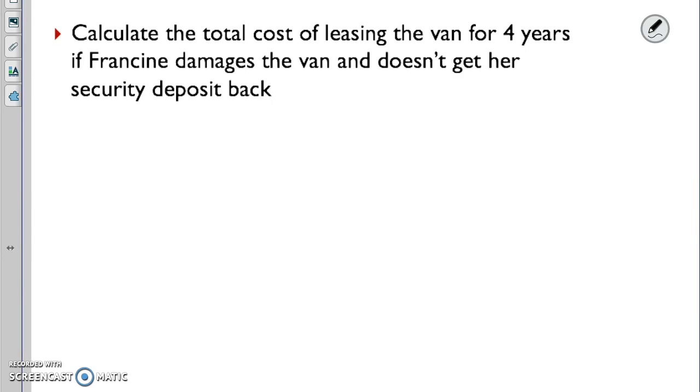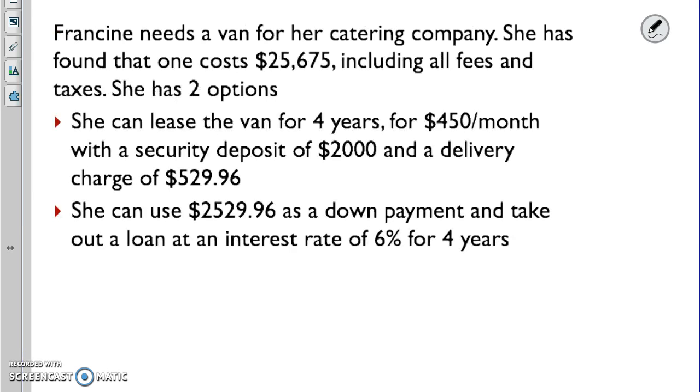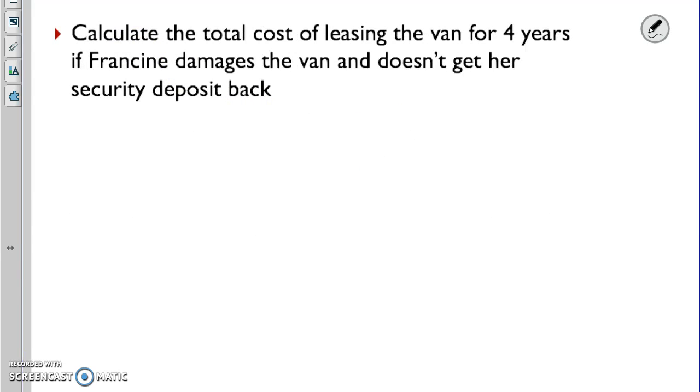Okay, well, it's probably gonna get damaged, exactly. Okay, so let's figure this out here. So it's $450 a month for 4 years, security deposit and delivery charge, right? Okay, so it's going to be $450 times 12 times 4 years. These are all the payments that she's going to make. $450 times 12 times 4. She's going to pay $21,600 in payments.